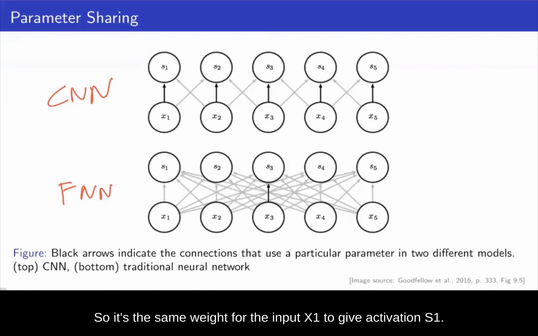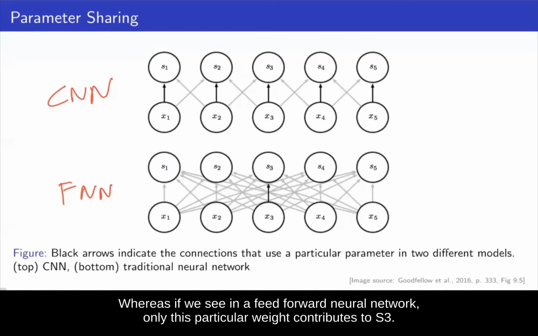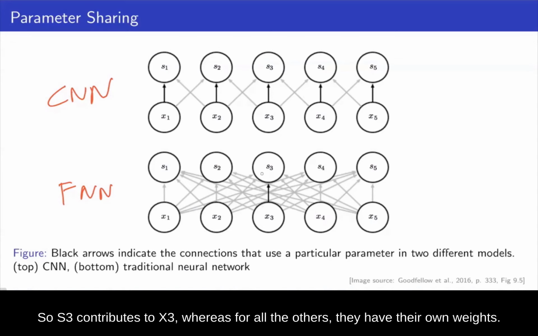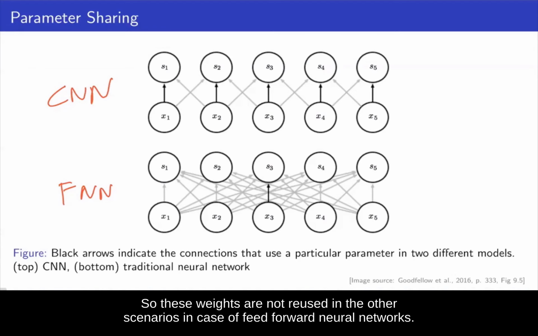It's the same weight for the input X1 to give activation S1. It's the same weight again for X2 to give activation S2, and so on. This goes on until X5. Whereas in a feed-forward neural network, only this particular weight contributes to S3, that is X3 contributes to S3, and all the others have their own weights. So these weights are not reused in the other scenarios in the case of feed-forward neural networks.